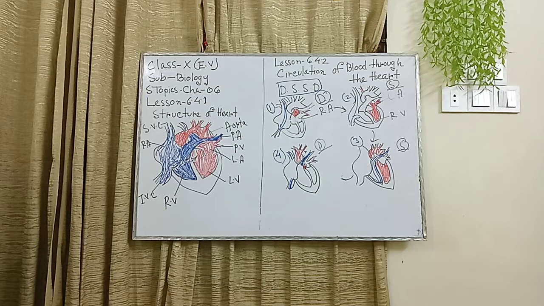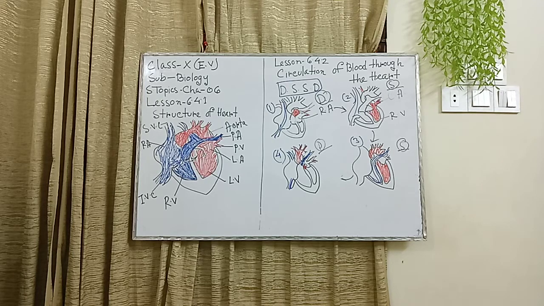Second structure, myocardium. This layer is in between the epicardium and endocardium. It consists of strong involuntary muscles. Third structure is endocardium. This is the innermost layer. The chambers of the heart are surrounded by the endocardium. This layer also covers the valves.